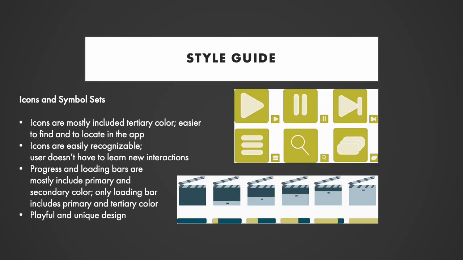In the icons, I mostly used the third color to make them stand out and so that the user locates each icon easily when using the app. I decided to go with icons that a user already knows and doesn't have to learn anything new. The progress graphic is playful but unique and includes the percentage. The loading bar, on the other hand, doesn't include a percentage, but a user still will understand the meaning of it.